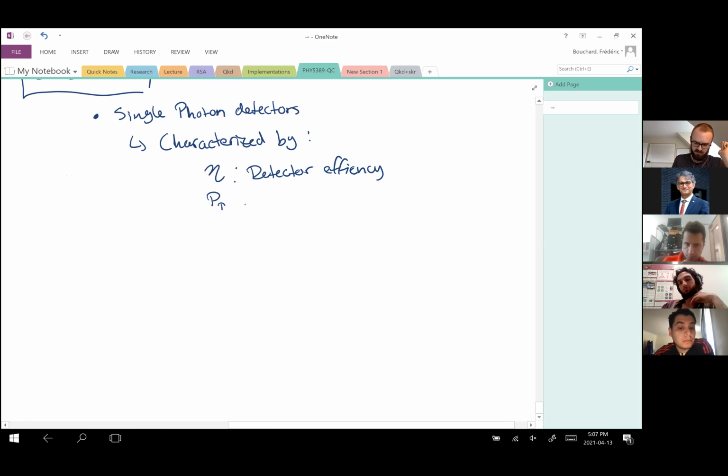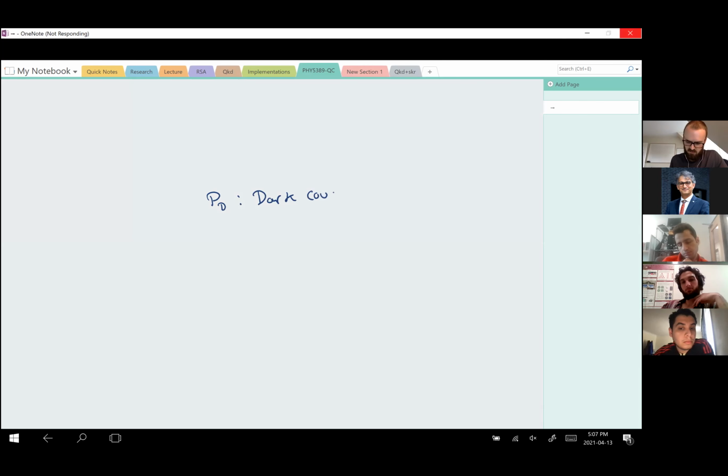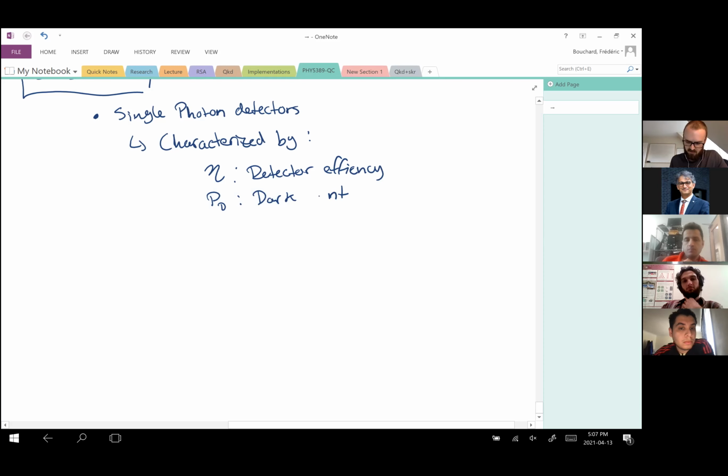The other one that's important is the dark count rate. So you don't want to have a detector that gives you dark counts. What dark counts are is basically you get a click when there were no photons there. So it's a false positive.